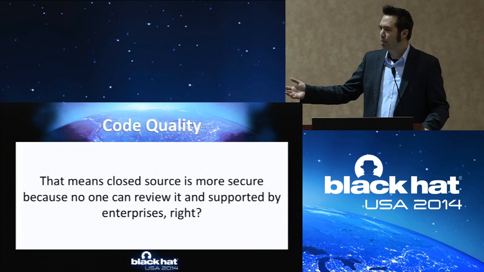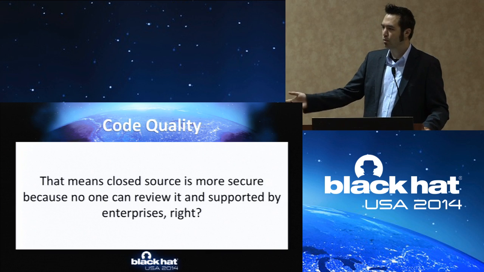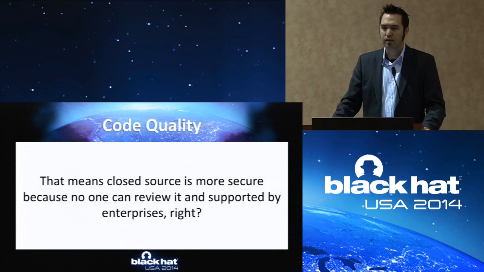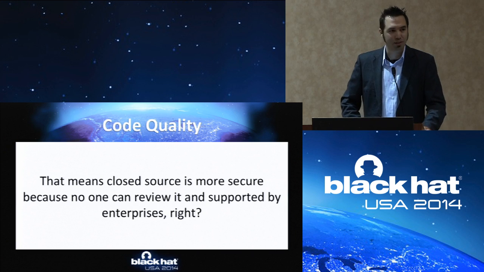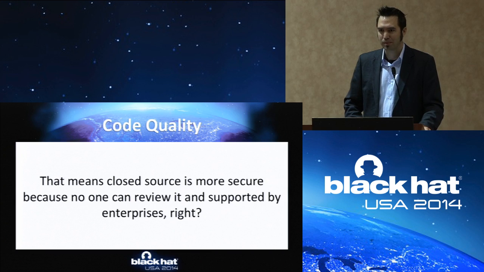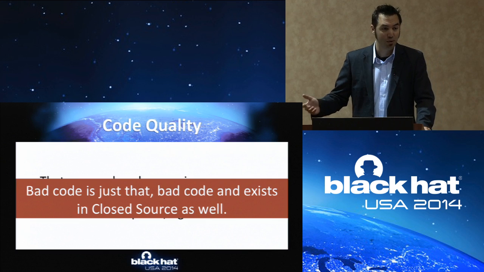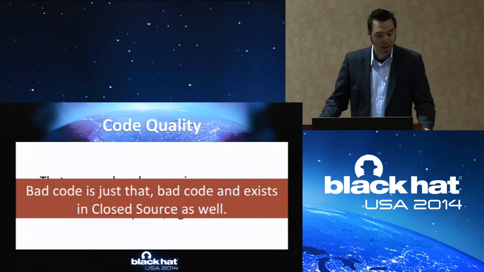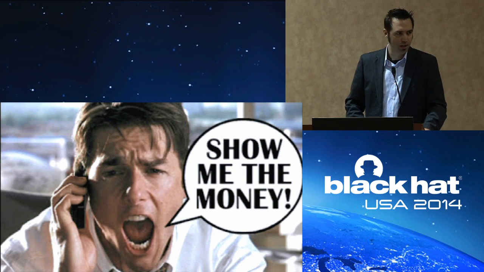So then, obviously, people will say this means that closed source is more secure, right? Because no one can review it and find these problems easily, and it's supported by enterprises. So clearly, closed source is great code, right? And we've already talked at length, showing you some high-level stats on vulnerabilities out there. And the reality is bad code is just that. It's bad code. And it doesn't really matter where it is, open or closed source, and it exists in closed source, right? But it always comes back to show me the money, right?